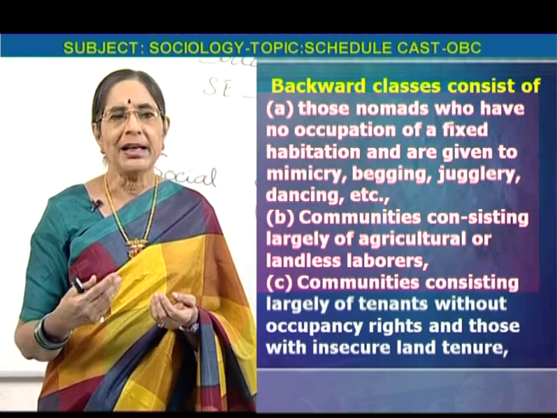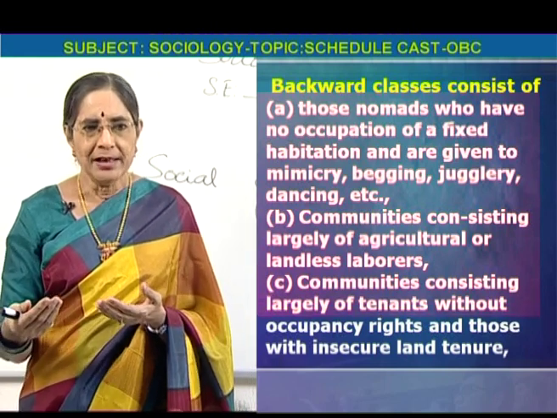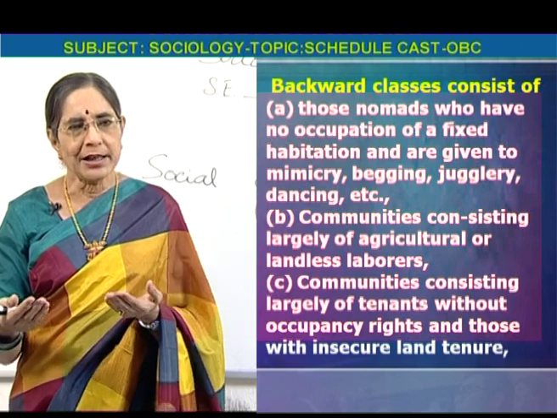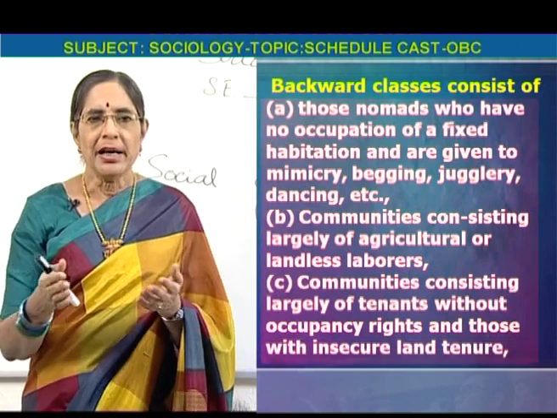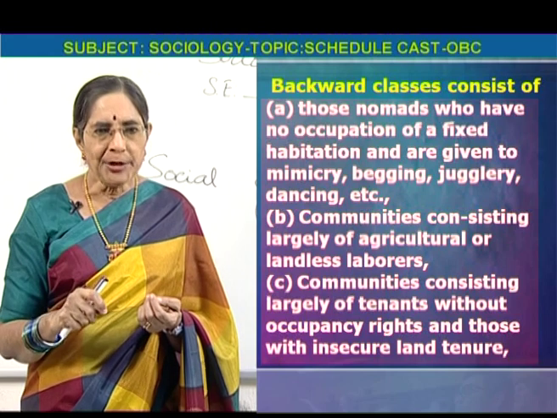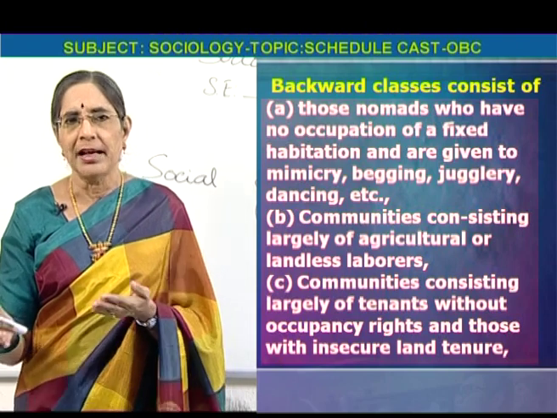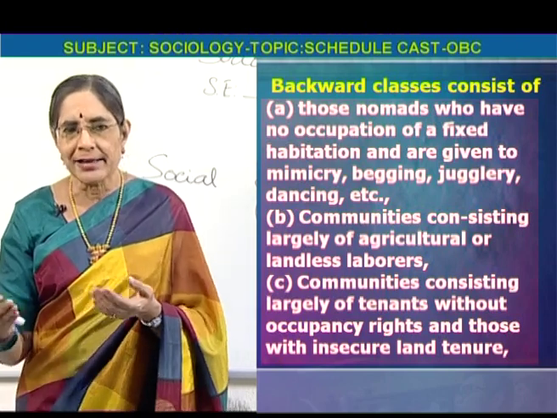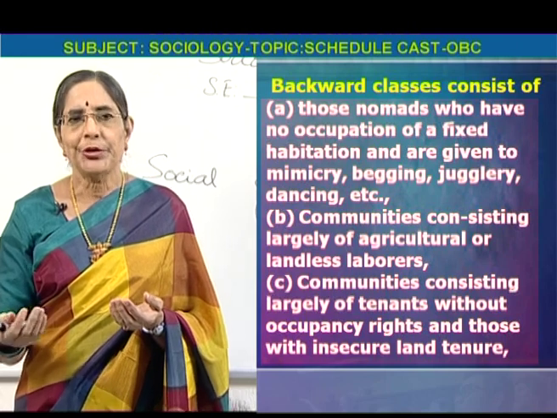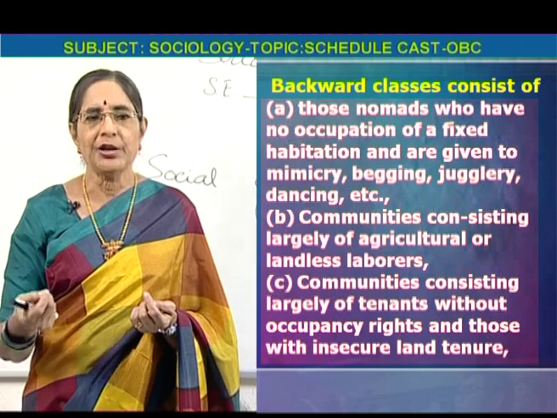In our society, we have communities consisting largely of tenants without any occupancy rights, and because of this situation, their economic position is very insecure and even their tenure is insecure. Even these groups come under the category of backward classes. We have certain communities consisting of a large percentage of small landowners with uneconomic holdings. If, let us say, one acre or half acre or two acres of land is there, where the land is not that fertile or not that good for agricultural operations, their income will be very low and they too are socially, educationally backward.